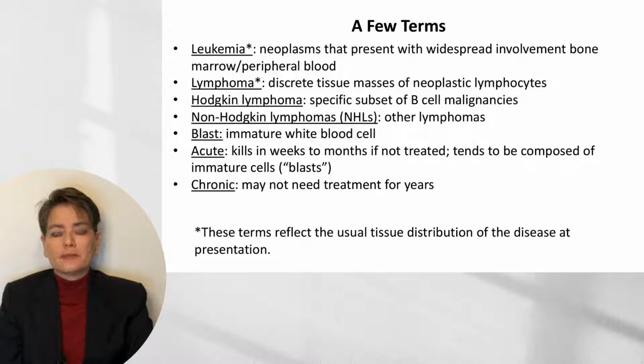And then the other concept that's important to recognize is that we refer to these diseases as acute or chronic. And this term refers to the disease progression. So an acute disease can kill a patient in weeks to months if not treated, and it tends to be composed of immature cells, so of blasts. By contrast, our chronic diseases may not need treatment for years. They can be very indolent. So there can be a delay in diagnosis when these are made because they don't have such an acute presentation.